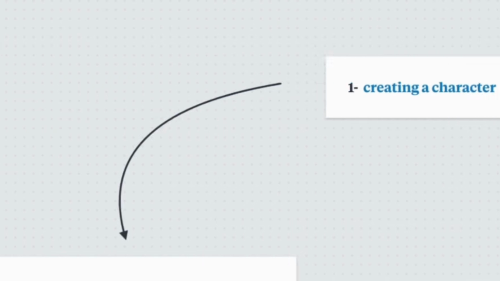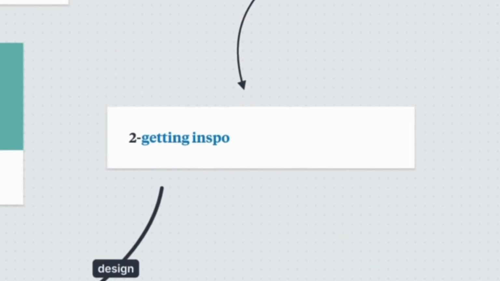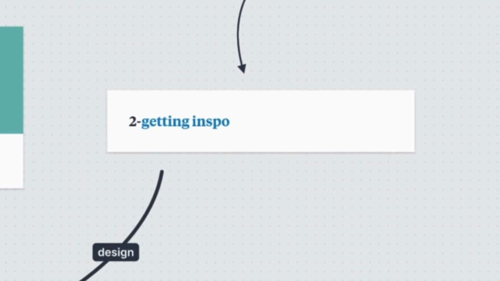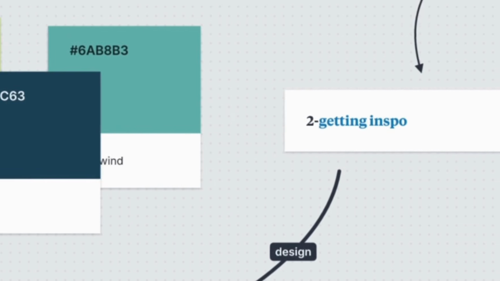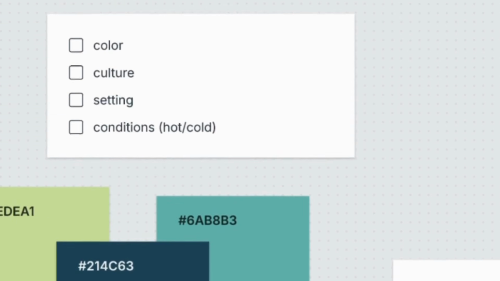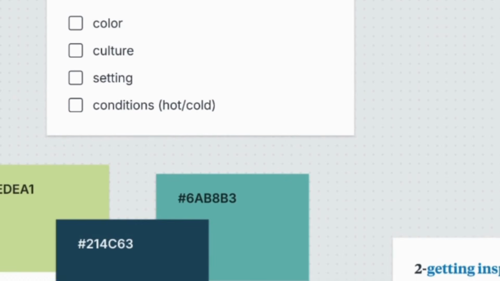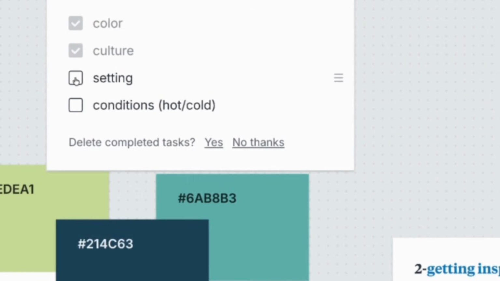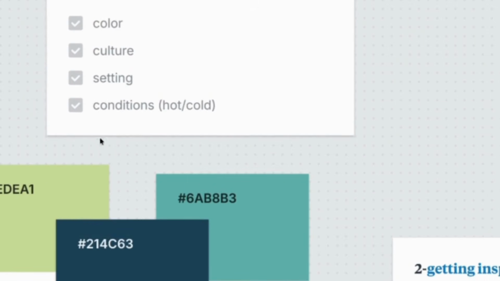Okay, step 1 to creating a character is getting inspiration. It is okay to be inspired and use references. I also really like giving my OC a color scheme, which could also inspire their clothing and design. You could also do their culture, which will affect their outfit a lot, their setting, and the conditions they live in, whether it's hot or cold.